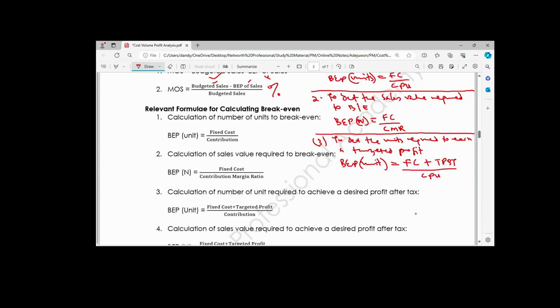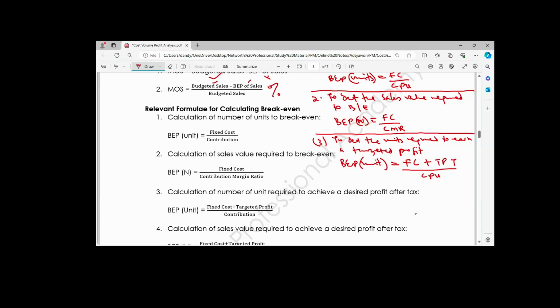So for me to be able to earn that 100 billion naira that I said, this is the formula I'm going to use. To determine the units required to earn a targeted profit, it is calculated as fixed cost plus total targeted profit before tax divided by contribution per unit. Okay, profit before tax. So this is the formula that you're supposed to use.